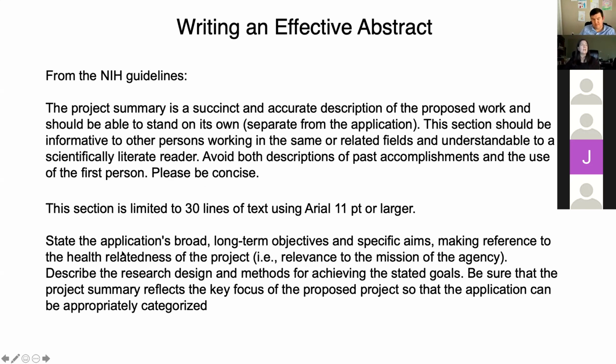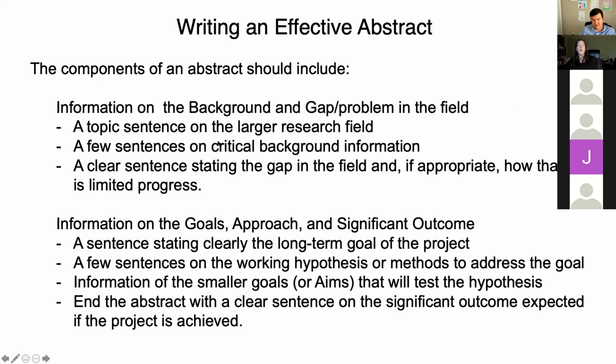Okay, and then here are the guidelines for the format. And so here are some of the pieces of the abstract. Let me move on and talk about the different parts of the abstract. These are the pieces. When you are writing your abstract, I want you to come back to this slide. I want you to write a topic sentence on the larger research field, okay? I want you to write a few sentences on the background information. We then want to very clearly state the gap in the field. This field cannot move forward because blank has not happened, okay? What is the thing that is limiting progress in this field?